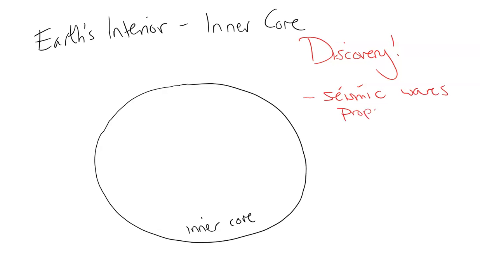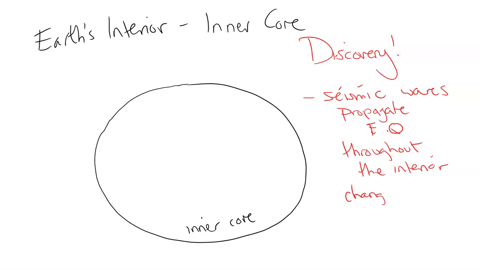which propagate from earthquakes, and they travel throughout the interior, and they change speed when they go through different mediums. When I say mediums, I mean states of matter or different density of materials, or even different materials itself, even different kinds of rock, from igneous to metamorphic.